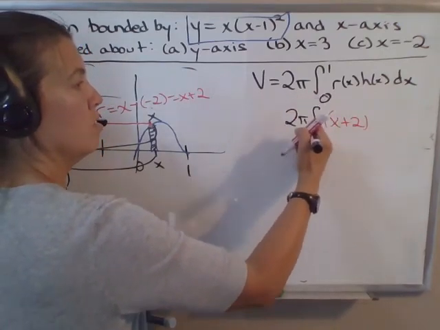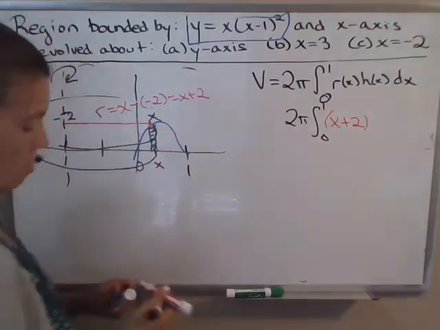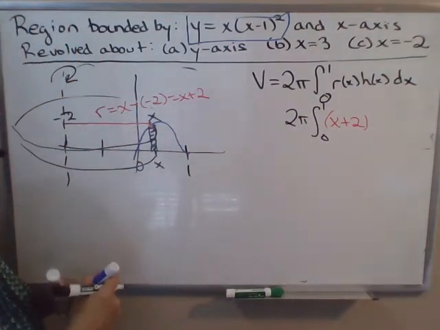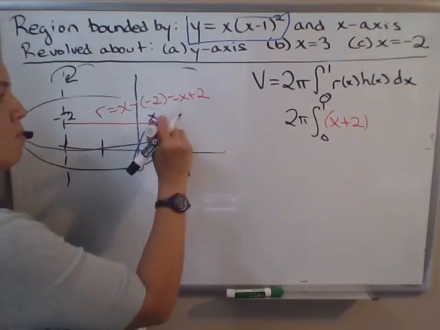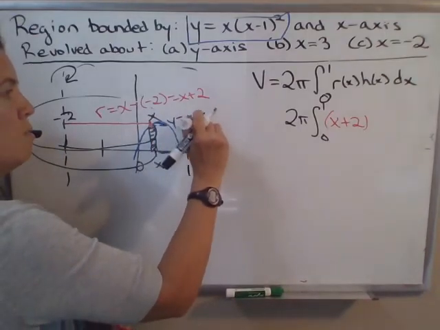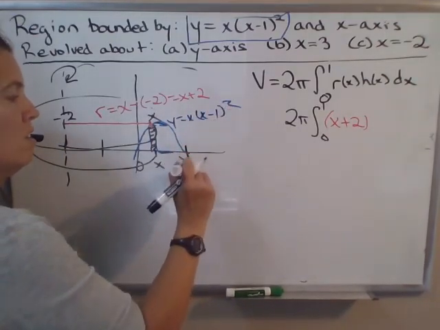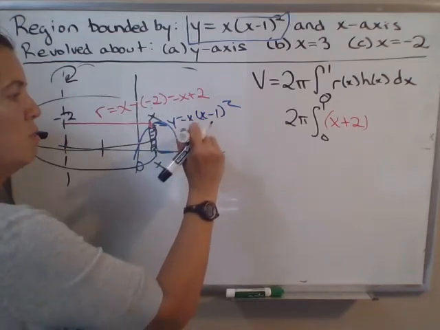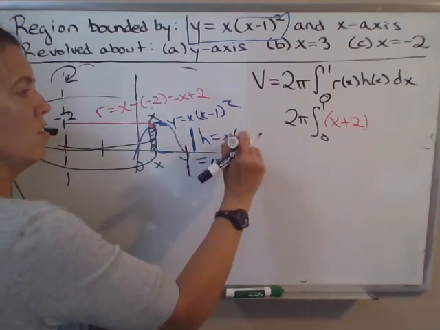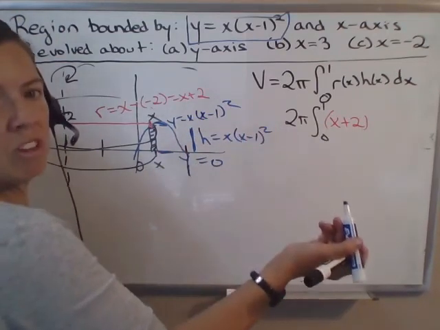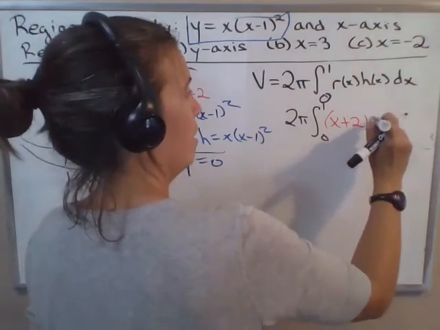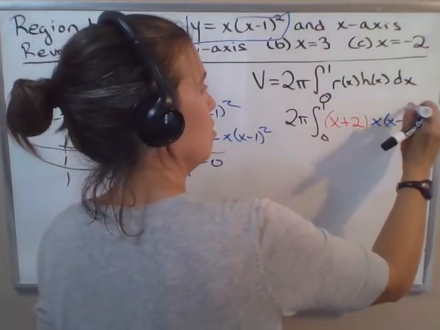And then let me fill in some of the rest of this. Okay, so now we need the height. The height is the same again. Top minus bottom. Y equals x times x minus 1 squared. Down here, y equals 0. So the distance between those is x times x minus 1 squared, just like it was in the previous two examples. X times x minus 1 squared.